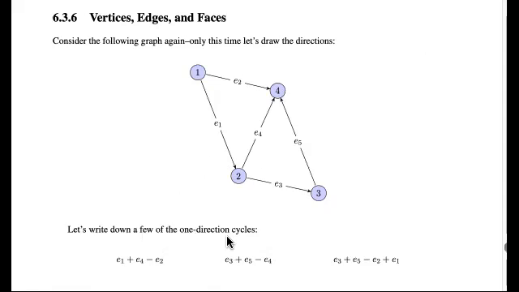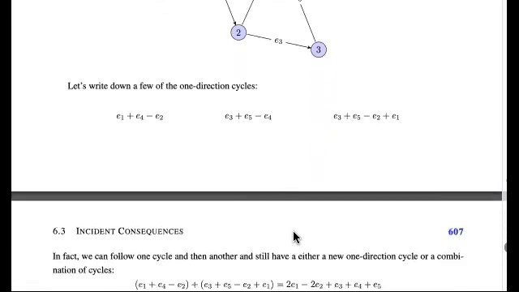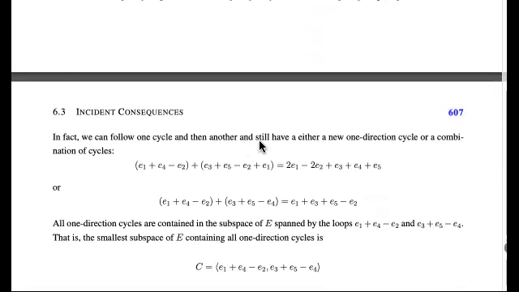There are some one direction cycles, meaning, okay, so we go E1, E4, then we go backwards on E2. We can express that with a negative sign here. That's a cycle. Here's another one, another one. So we have some one direction cycles. We can follow one cycle, then another, and we can still have another cycle, right? So we can just have cycle after cycle.